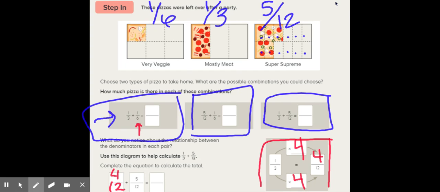Okay, now I can simply say my units of 12ths will remain the same. And if I add my numerators, 4 plus 5, I get 9. So I could say that the amount of pizza left in the combination of mostly meat and very veggie is 9/12 of a pizza.